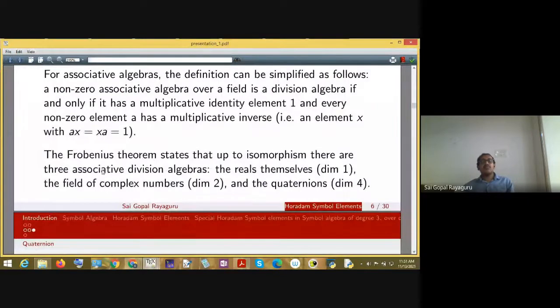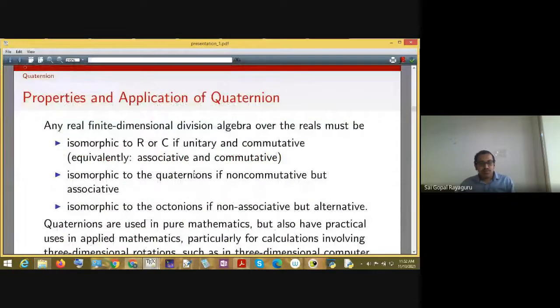There is a theorem by Frobenius which states that up to isomorphism, there are only three associative division algebras: dimension 1 for the field of reals, dimension 2 for the complex numbers, and dimension 4 for the quaternions. That's what I was saying, that when we extend the quaternions to octonions, the associativity property is lost. Any finite-dimensional division algebra over the reals must be isomorphic to R or C if it is unitary and commutative, if both of these properties hold, and equivalently the associativity property.